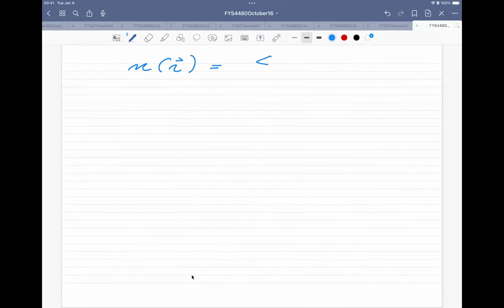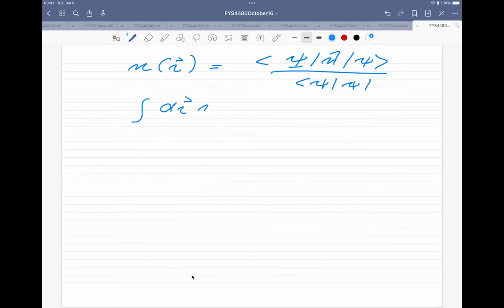This is now given by the expectation value between a given state psi, this is a many-body state. We have the operator and psi divided by the norm of psi here. And when we now perform the integral over all of space, then we are going to get n of r equal to the number of particles.